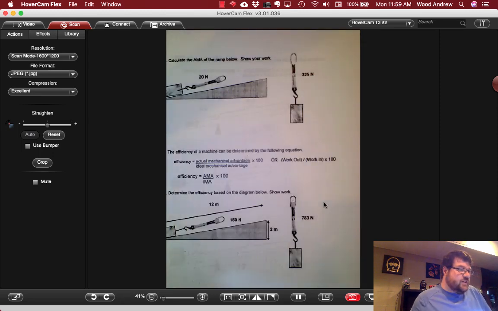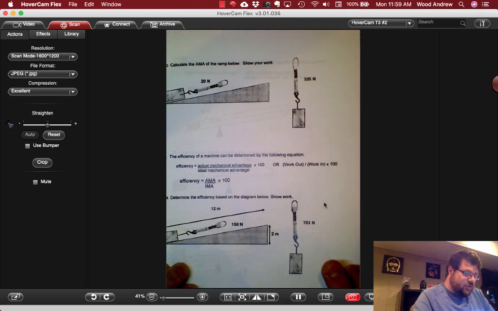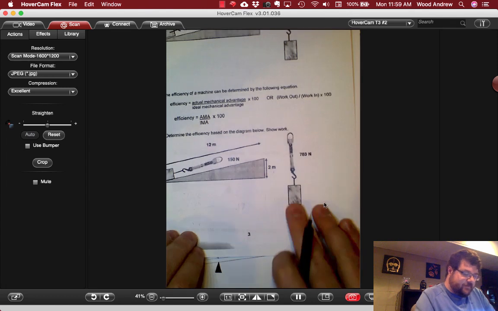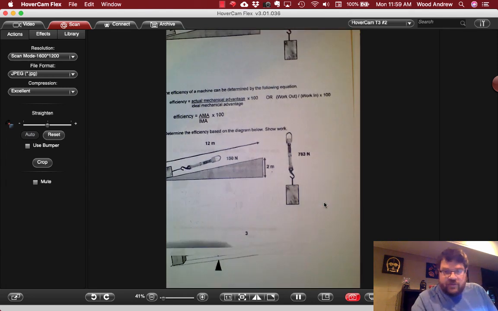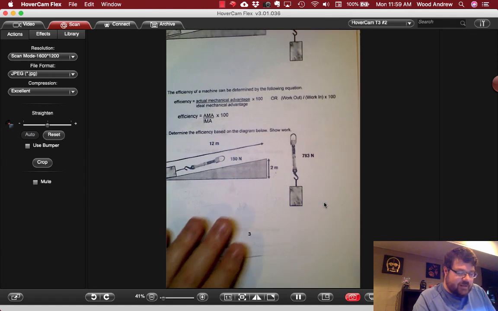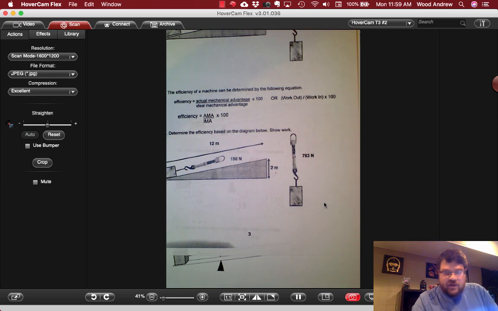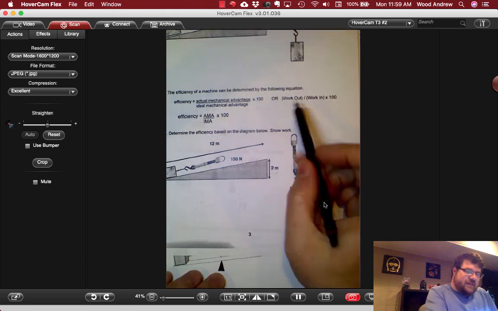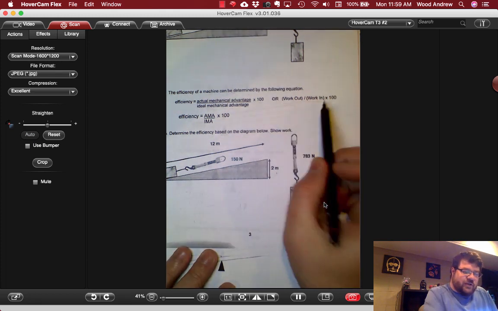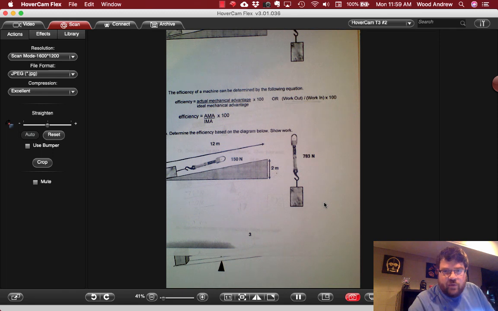To get to efficiency then, let's go ahead and jump all the way down to number 6. You need both of those things. You need both the distances and the forces involved because we want to compare the ideal and actual mechanical advantages. I think it's a little bit easier working with this equation with the work output versus work input. So that's what I'm going to work with.